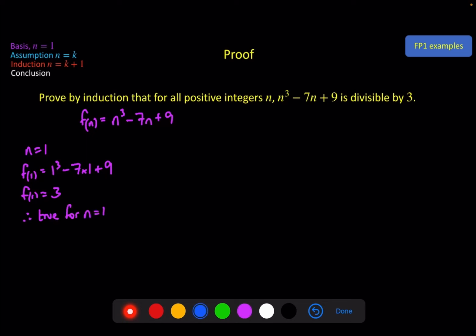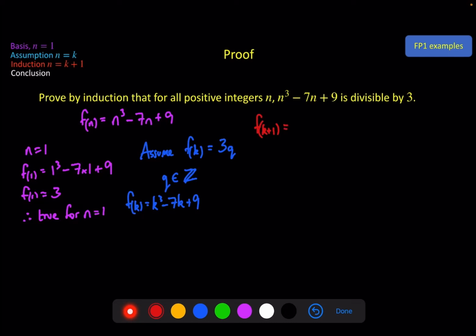Now my assumption is that f of k is equal to 3q, where q is an integer. So I'm assuming that the function evaluated at k is divisible by 3. That's what that means. And that f of k, of course, if you want to write it out, is k cubed minus 7k plus 9. Now for my inductive step, I need to prove that f of k plus 1 is also divisible by 3 if f of k is divisible by 3.